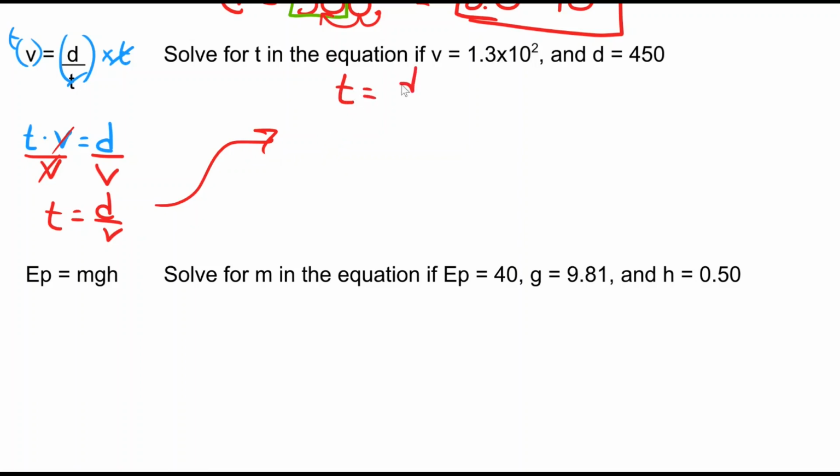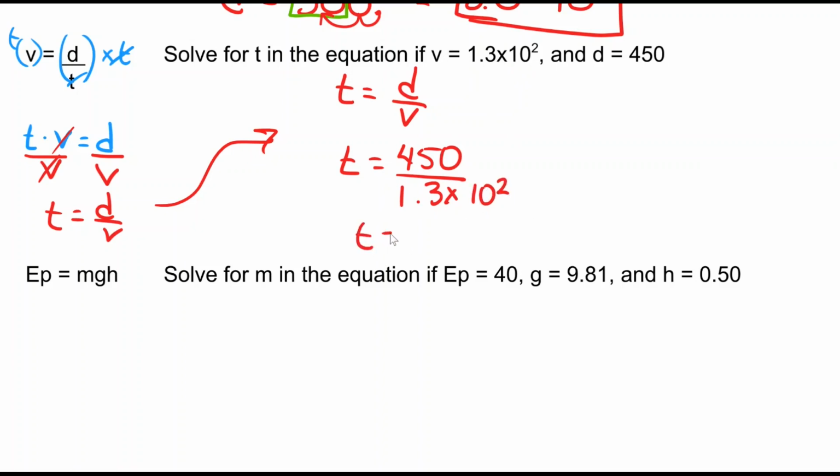T equals d over v. And then I'm going to substitute my information. Do we know what d is? Yeah, it's 450. Do we know what v is? V is 1.3 times 10 to the 2.